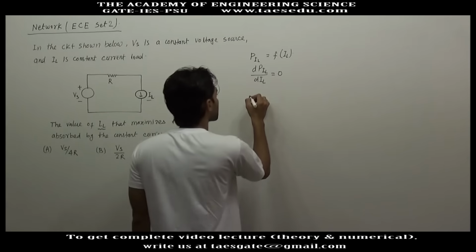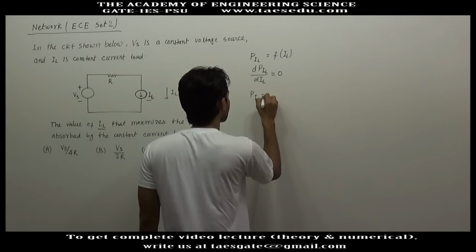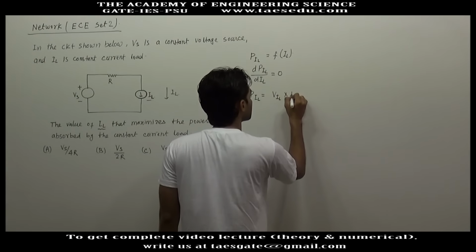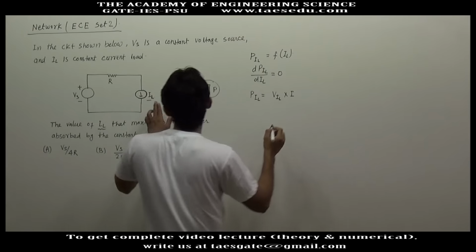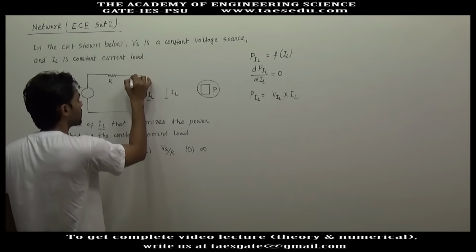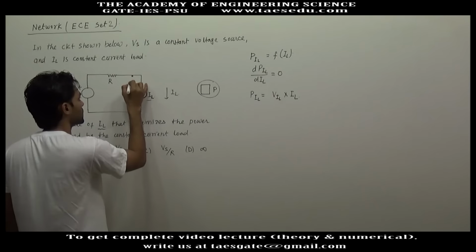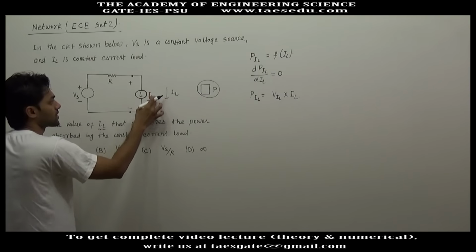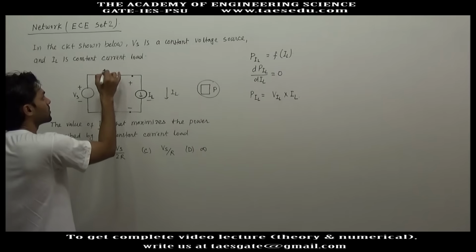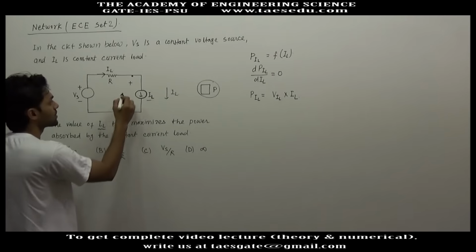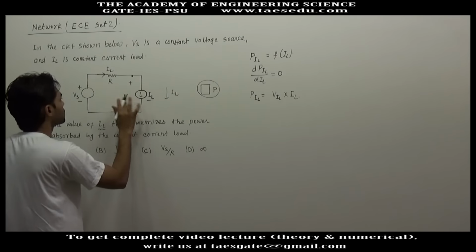So the power absorbed in IL will be voltage across this current source times current, which is nothing but IL only. So basically we have to find out voltage across this element. Let's say this is plus, this is minus. If this is a current IL, the same current will flow through this resistance. Let's say this is voltage V.